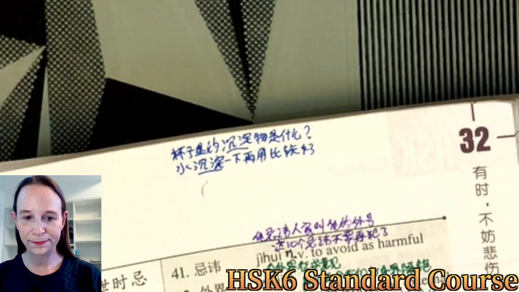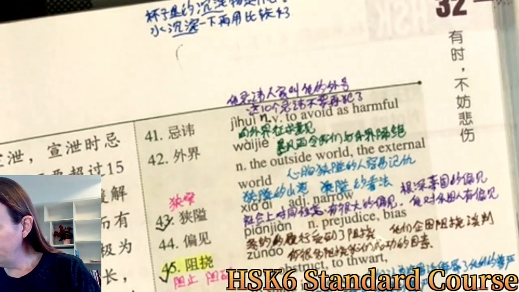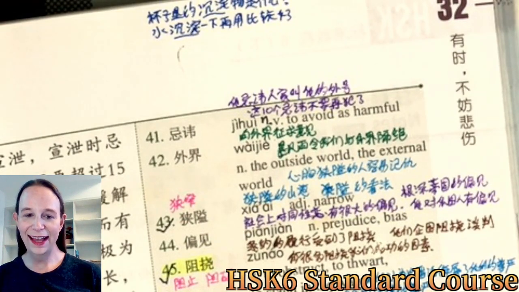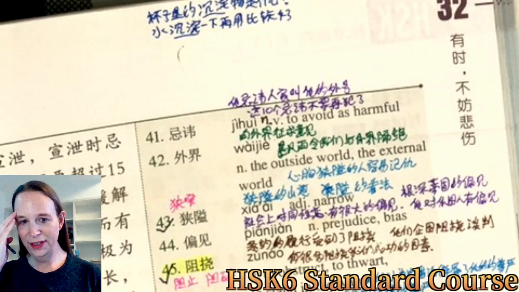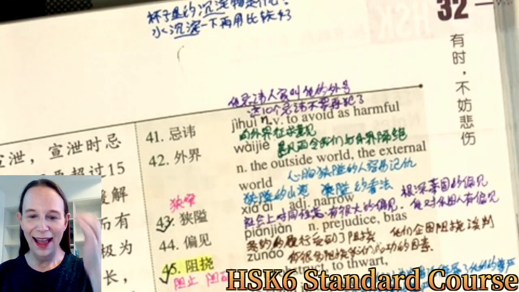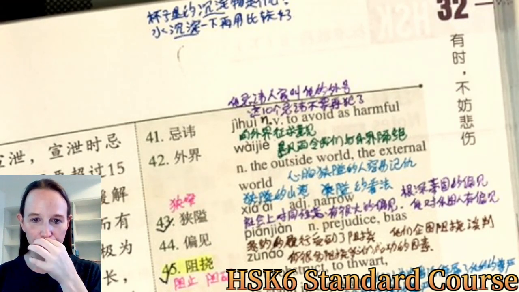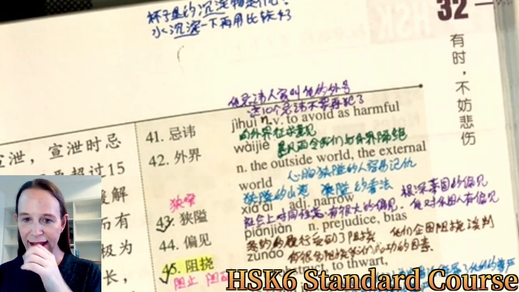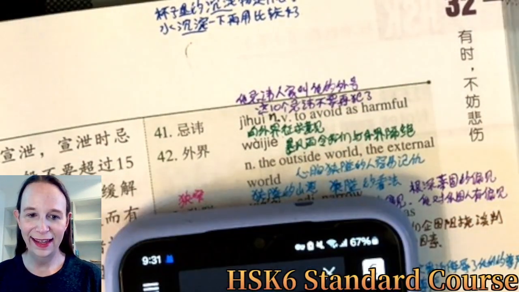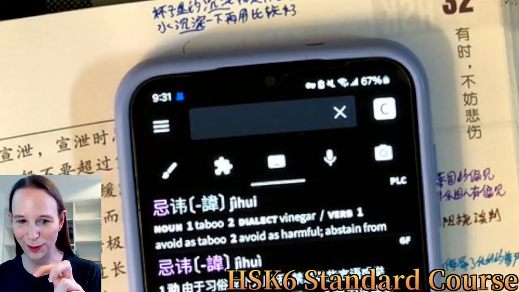All right. 下一个外界 yeah, the outside world 外界 as opposed to 内界 right? Your inner world. All right, so 界 is used as a suffix for a lot of things, meaning world, like the academic world.